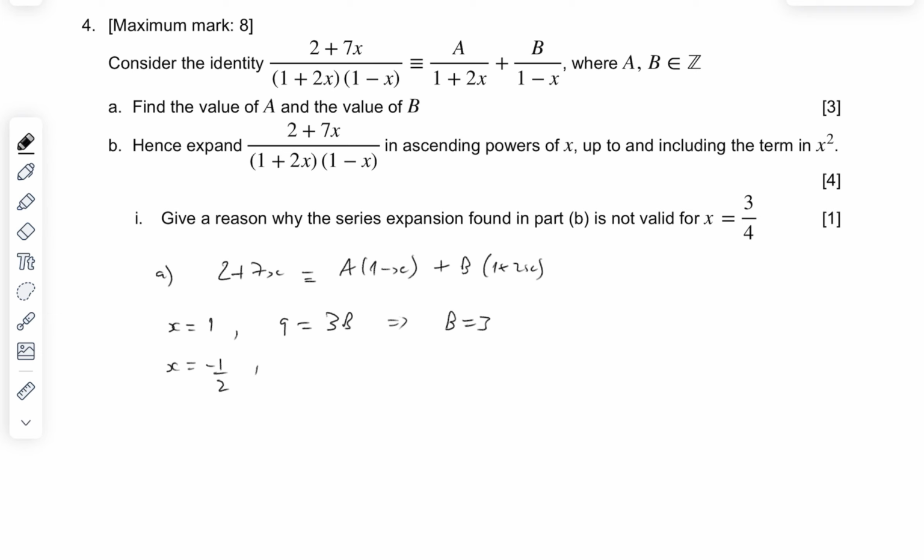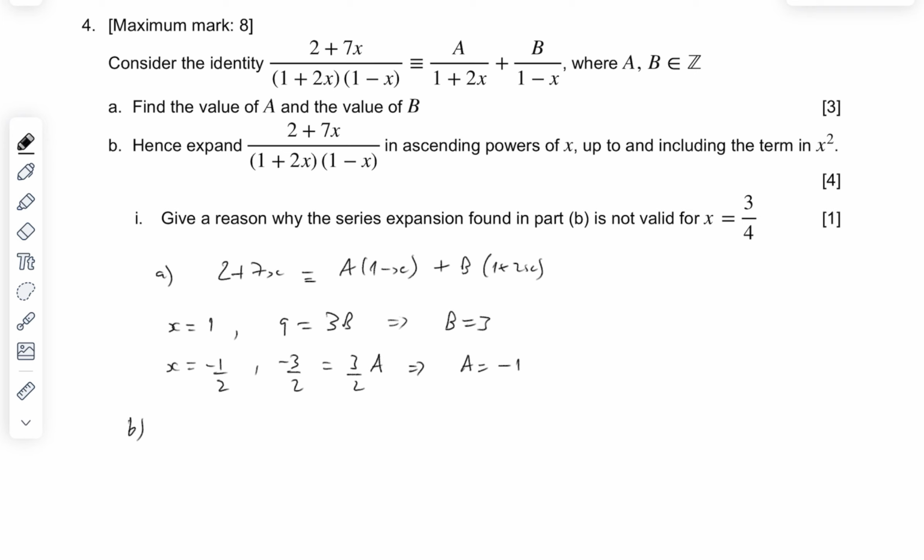So we get 2 plus 7 times negative a half, that's negative 3 over 2, equals 1 subtract negative half, which is 3 over 2 A, and B times 2 times negative half plus 1 is 0, so that disappears. So now we get left with A is equal to negative 1. A and B are found.